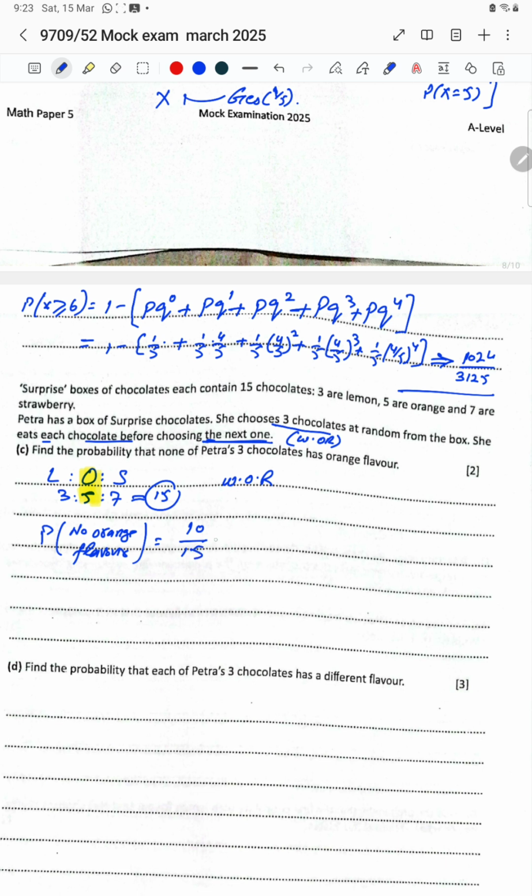It is 10 out of 15, and next after eating this there will be 14 left and 9 other colors. Again there will be 8 out of 13, because these are other colors, lemon or strawberry, not the oranges. So 10 out of 15, then 9 out of 14, then 8 by 13. We can simplify this on a calculator to get 24 by 91. Check it out.